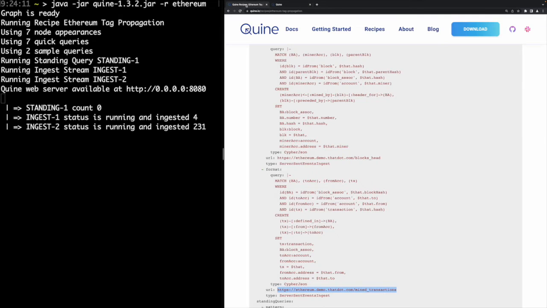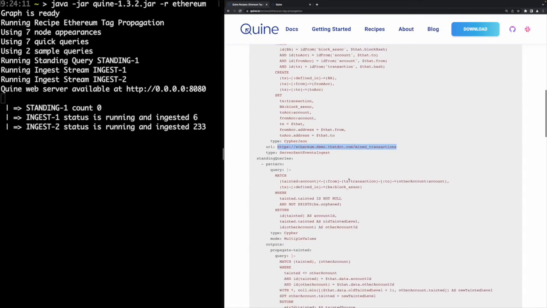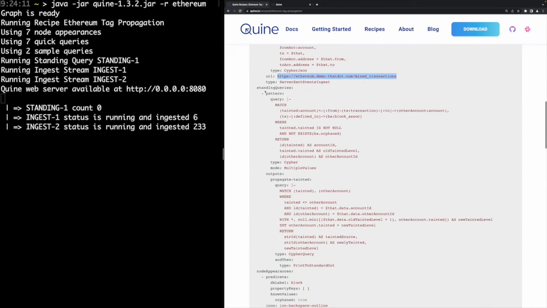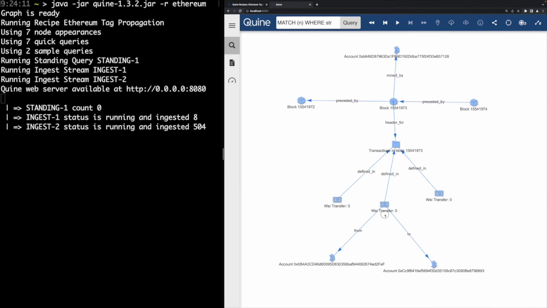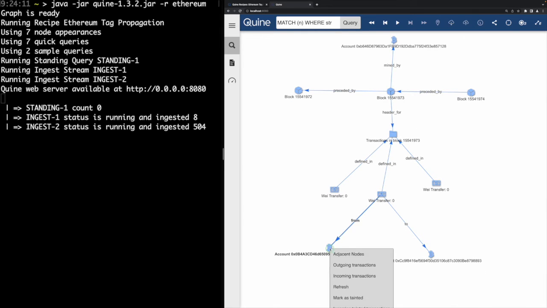That recipe we were looking at makes use of a functionality unique to Quine called standing queries. These standing queries monitor the graph as it streams in, as it's built, for complex patterns of any kind. In this case, we're looking for funds that move from a tainted account into another account. So if maybe some stolen money gets tagged, we can follow it in real time as it moves through the blockchain from one account to another.